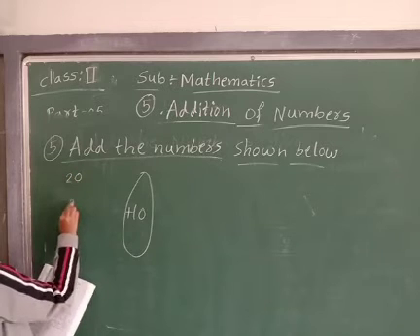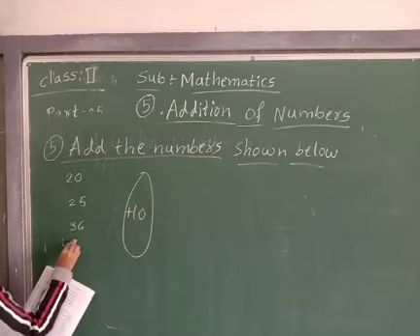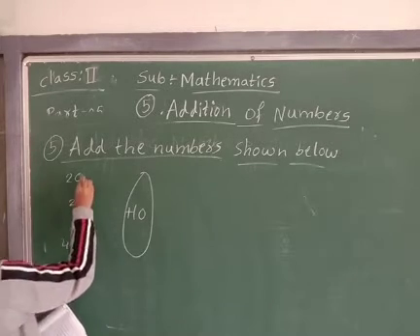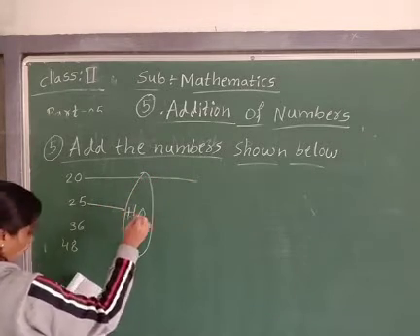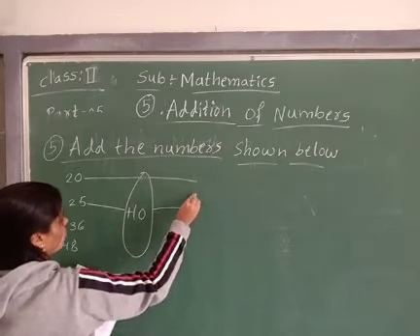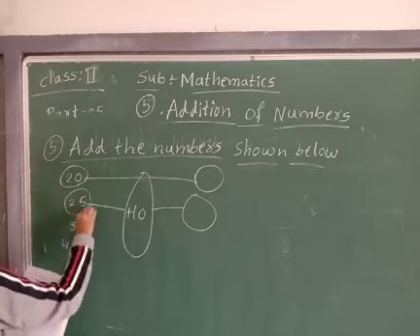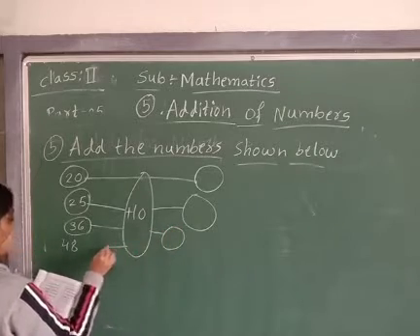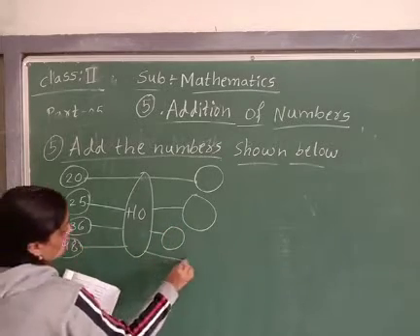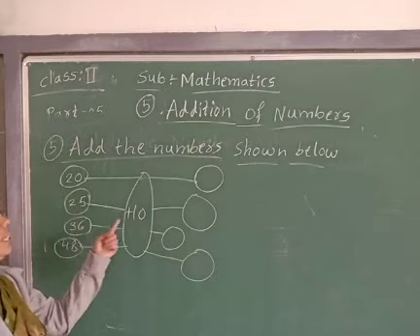20, 25, 36, 48. Like this only it is given. See here, children, this is like the question given in your textbook. So now 20 plus 10.